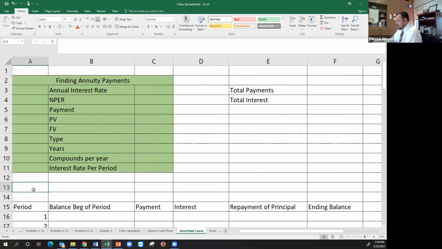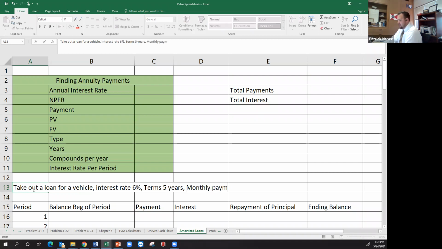Let's say that I take out a loan for a vehicle, and the interest rate is 6%. The term is 5 years, and I'm going to have monthly payments, and the loan amount is $25,000.